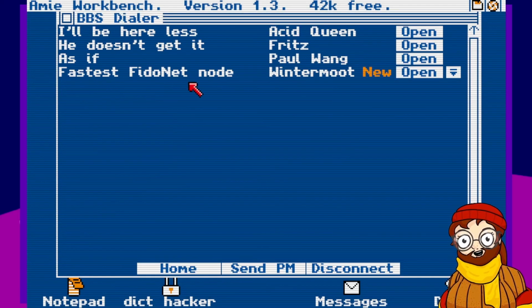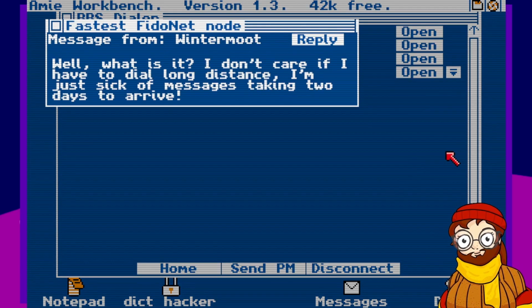Fastest file deck. No. Winter mode. Open. Well, what is it? I don't care if I have to dial long distance. I'm just sick of messages taking 2 days to arrive. See, that's what I was talking about.